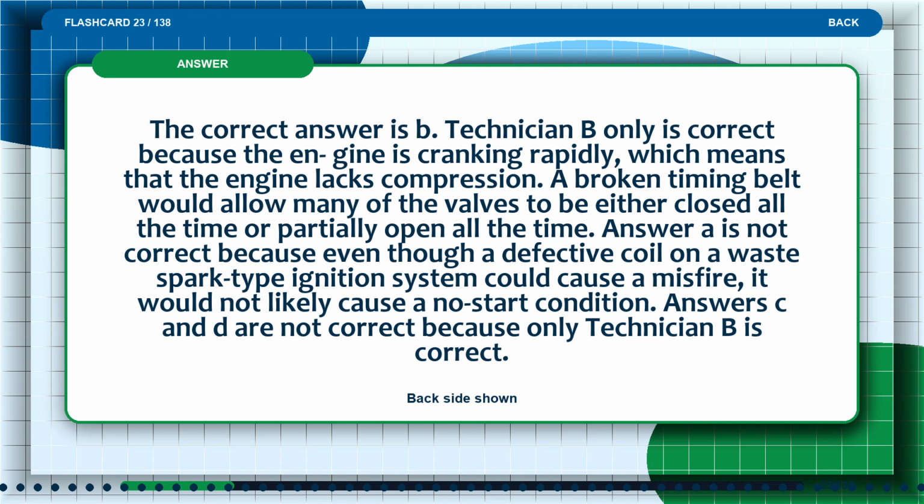The correct answer is B. Technician B only is correct because the engine is cranking rapidly, which means that the engine lacks compression. A broken timing belt would allow many of the valves to be either closed all the time or partially open all the time. Answer A is not correct because even though a defective coil on a waste spark type ignition system could cause a misfire, it would not likely cause a no-start condition. Answers C and D are not correct because only technician B is correct.